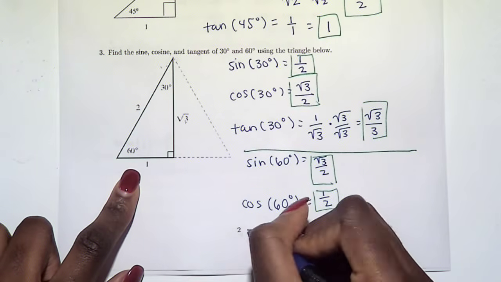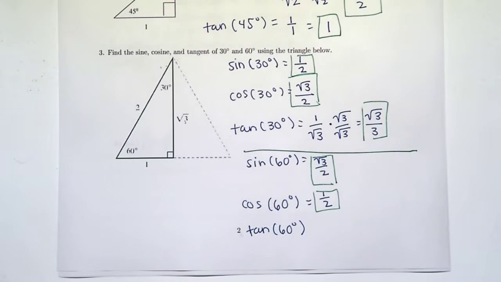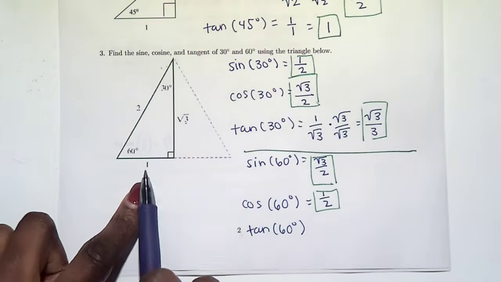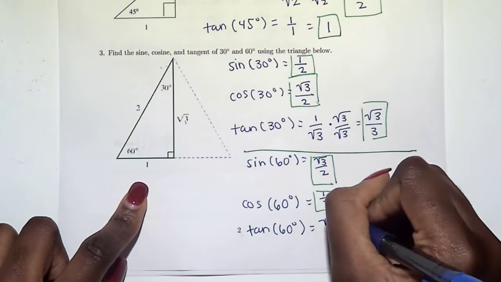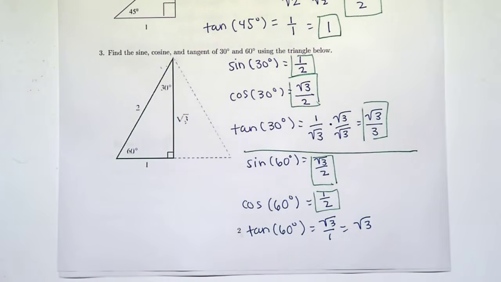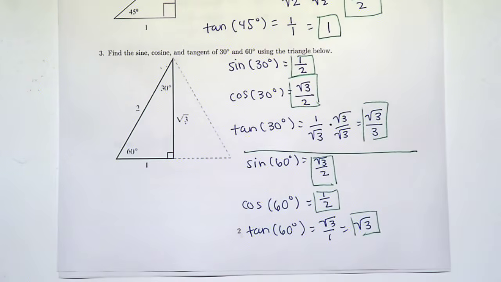And then finally, we need tangent of 60 degrees. Opposite over adjacent. Here's my 60. Opposite is root 3. Adjacent is 1. So the square root of 3 is tangent of 60 degrees.